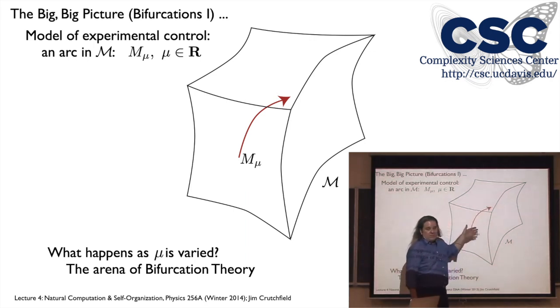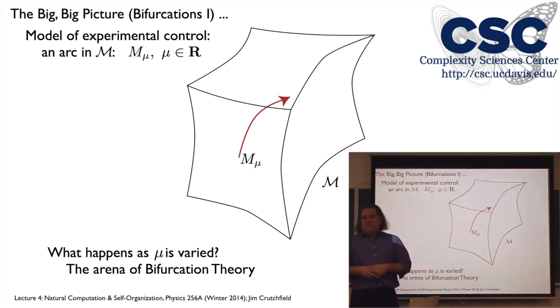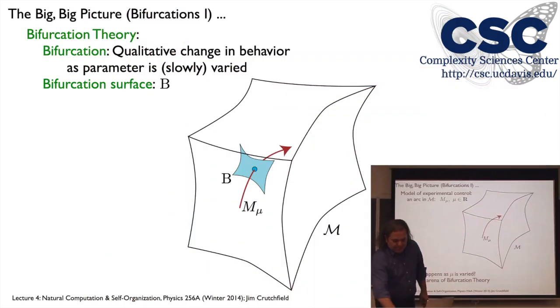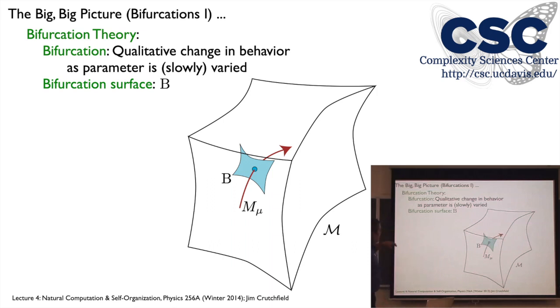And we're interested, as we change this parameter, in how behavior gets modified. So this is the arena of bifurcation theory. So what we're going to say is that as we vary this parameter along this arc, if behavior changes qualitatively, we're going to say that there's a bifurcation. So, say on this side I have a single fixed point, and on this side I have two fixed points. There's no way for me to rubber sheet distort the state space to change that number.